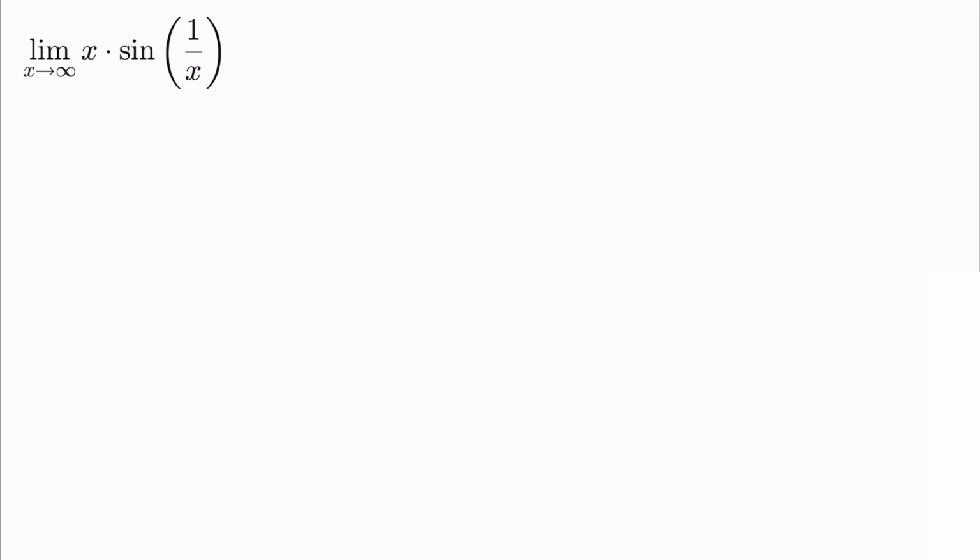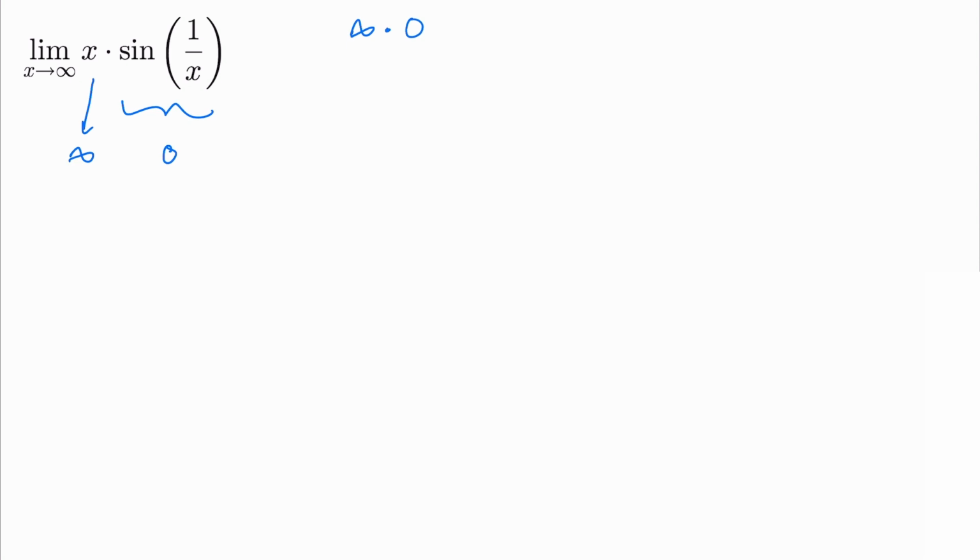So we have the limit as x approaches infinity of x times sine of 1 over x. So it's a product of two things. As x goes to infinity, the first factor goes to infinity. The sine, however, is sine of 1 over huge, which basically is sine of 0, which is 0. So this is a limit of the form infinity times 0.